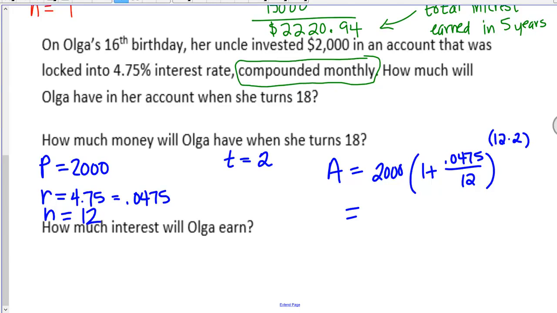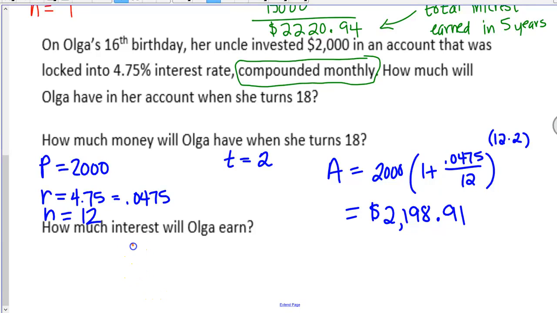2,000 times 1 plus 0.0475 divided by 12. And all that is to the 12 times 2 power. So she has $2,198.91. So how much interest did she earn?